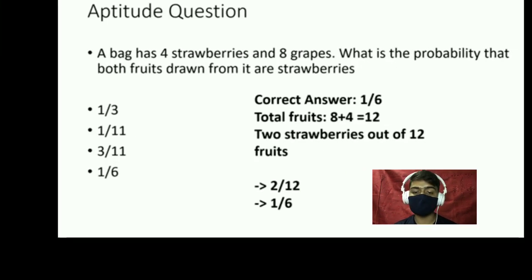Then the next question is: a bag has 4 strawberries and 8 grapes, what is the probability that both fruits drawn are strawberries? The correct answer is 1 divided by 6. Let's move into the explanation. Total fruits: 8 plus 4, that is 12. We will take 2 strawberries out of 12. The probability is the number of events that occur divided by the total number of events. Therefore 2 divided by 12, when we cancel out, gives the answer 1 divided by 6.